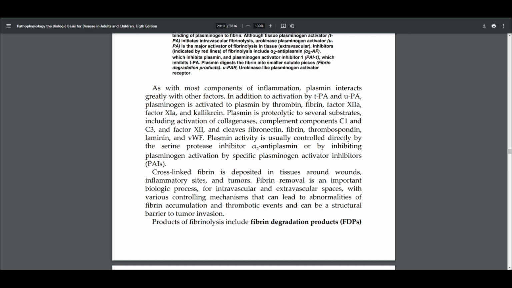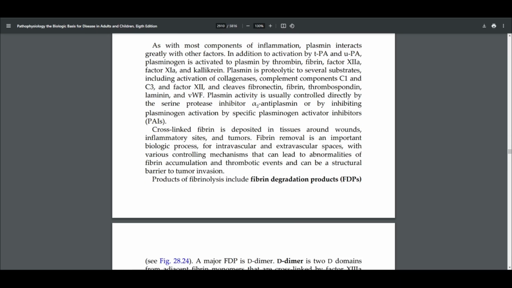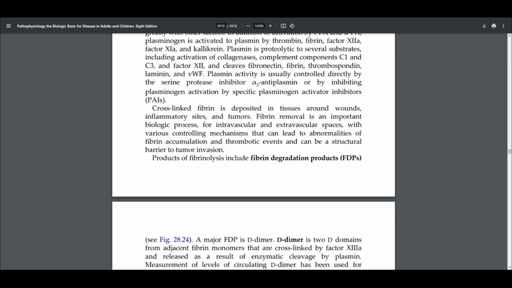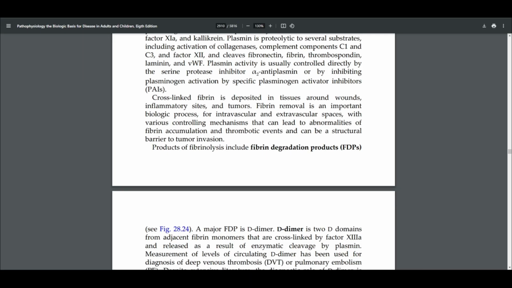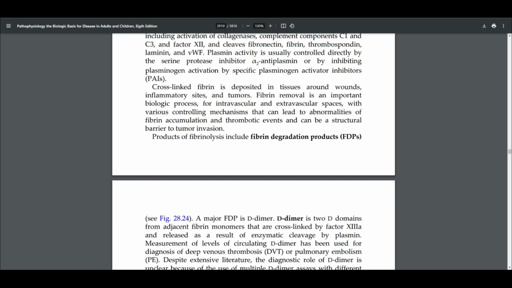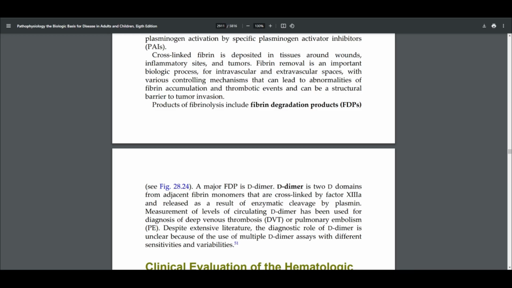Plasmin activity is usually controlled directly by the serine protease inhibitor alpha-2 antiplasmin, or by inhibiting plasminogen activation by specific plasminogen activator inhibitors. Cross-linked fibrin is deposited in tissues around wounds, inflammatory sites, and tumors. Fibrin removal is an important biologic process for intravascular and extravascular spaces, with various controlling mechanisms that can lead to abnormalities of fibrin accumulation and thrombotic events, and can be a structural barrier to tumor invasion. Products of fibrinolysis include fibrin degradation products.